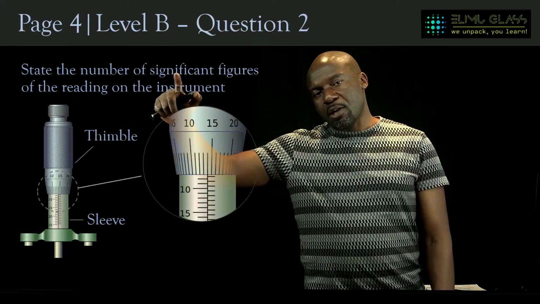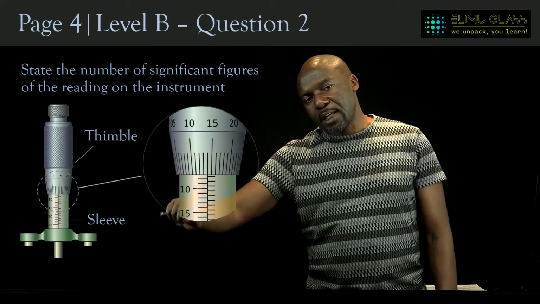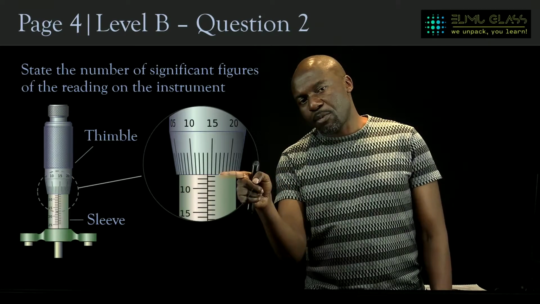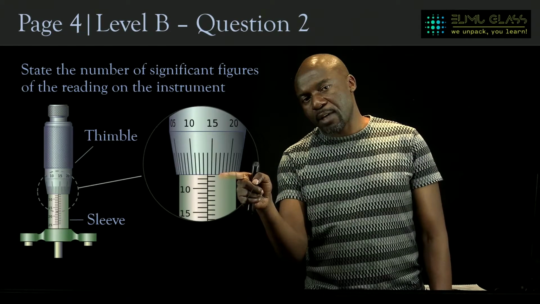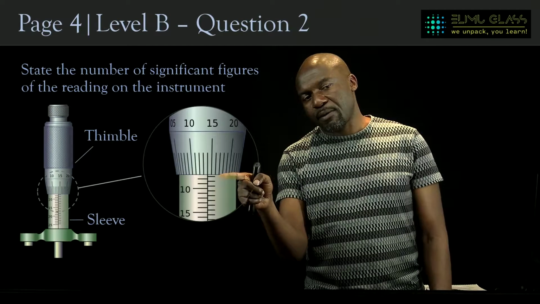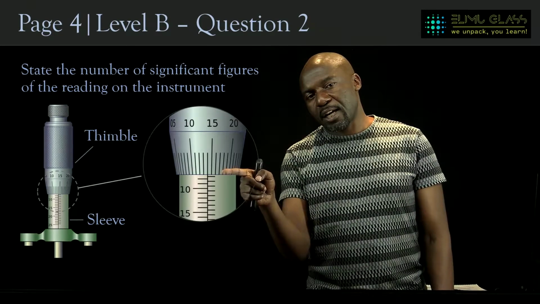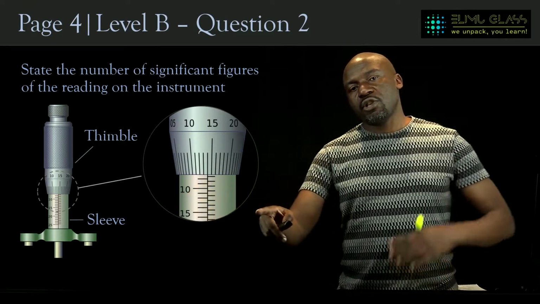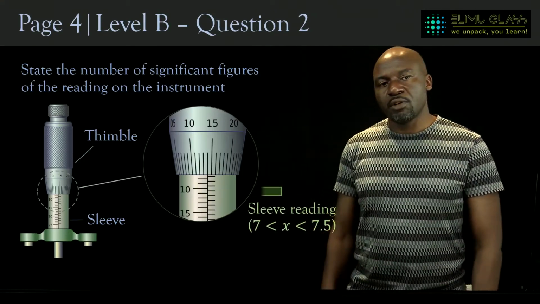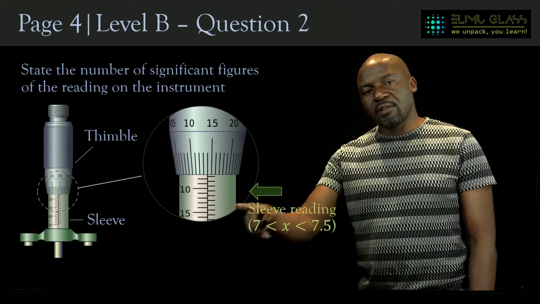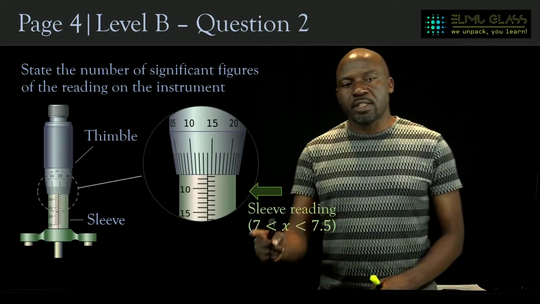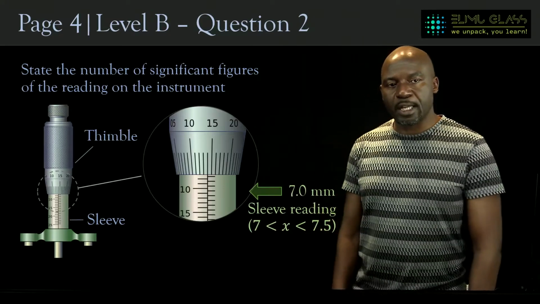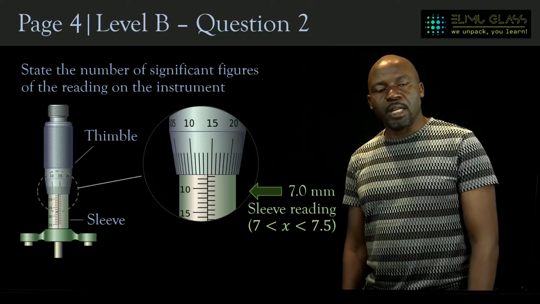And so coming from the top where 0 is, we can see that we have just gone past 7, but we have not reached 7.5, which is that mark right there, right? So we have not got to 7.5. So our reading lies between 7 and 7.5. So we are going to write that our reading is just over 7. So we'll write 7.0 to represent our reading. So the reading as given by the sleeve is lying between 7 and 7.5, so we will write 7.0 like that, and it is 7.0 millimeters.